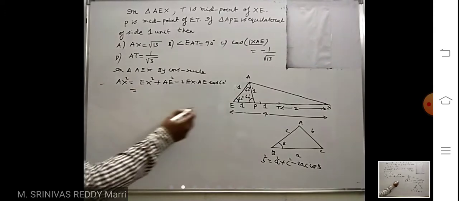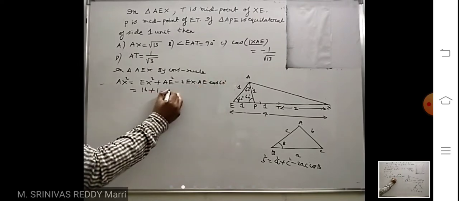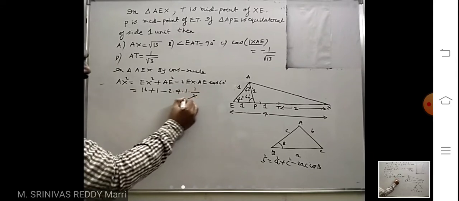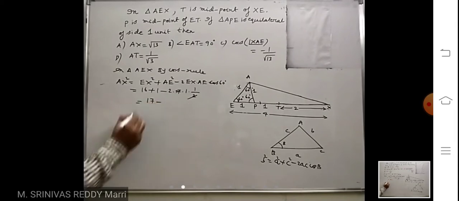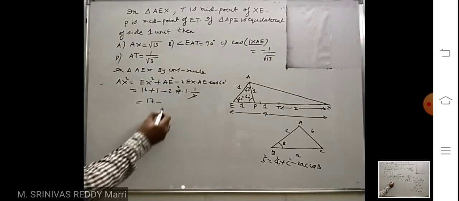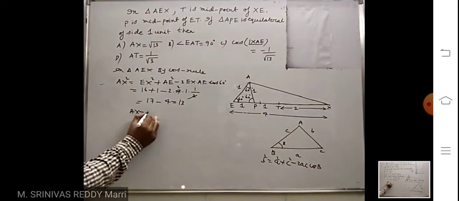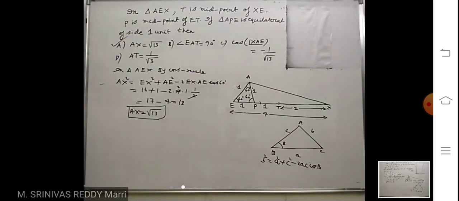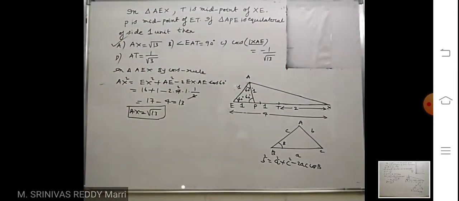Now these you know. EX square is what? 4 square, that means 16, plus AE square is what? 1, minus 2 into 4 into 1 into cos 60, which is 1 by 2. That means this is nothing but 17 minus 4, that is 13. Therefore, AX length is root 13. Just cosine rule. You know two sides and the included angle, and you have to calculate the third side. Just apply the cosine rule.